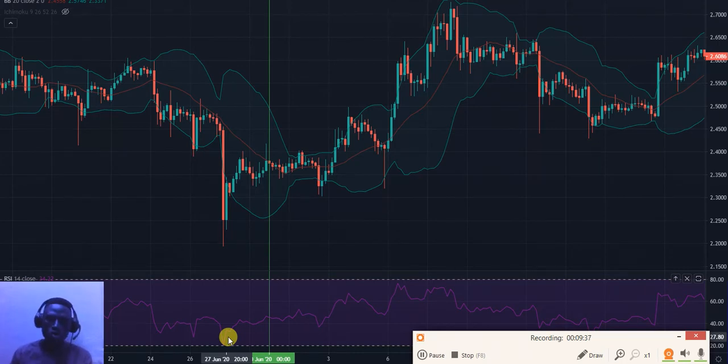It must come out of the Bollinger Band, either lower or upper band, and must also touch either the lower or upper band of the RSI. So those two conditions must be met.